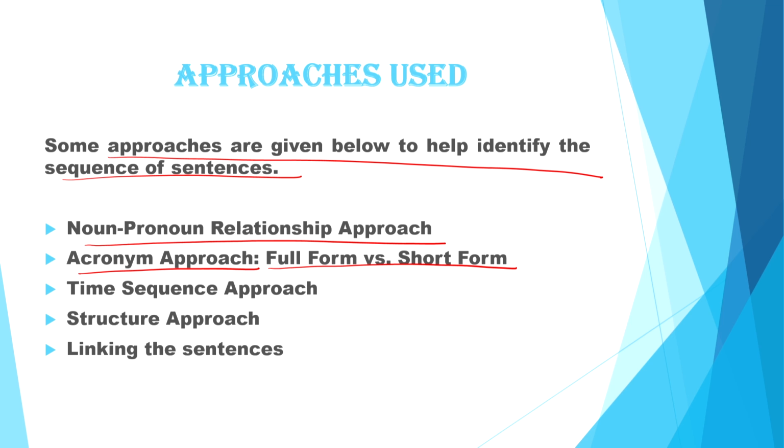For example, World Trade Organization. So, it can also be written as WTO. Clear? And so on. So, the rule is that if both the full form as well as the short form, that is the abbreviation, are present in different sentences, then the sentence containing the full form will come before the sentence containing the short form. So, is it clear? Now, let us understand this with the help of an example. Write down this example.